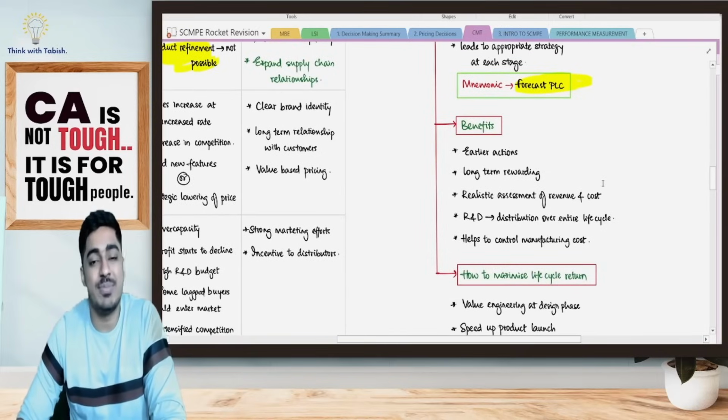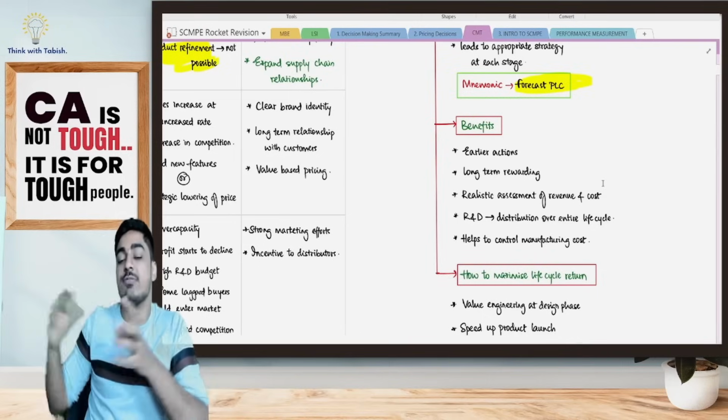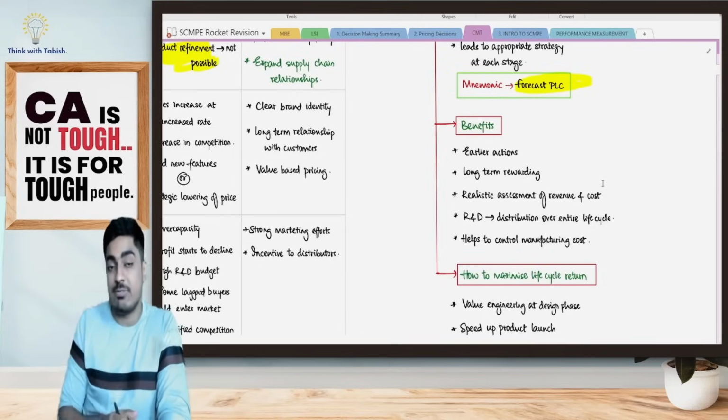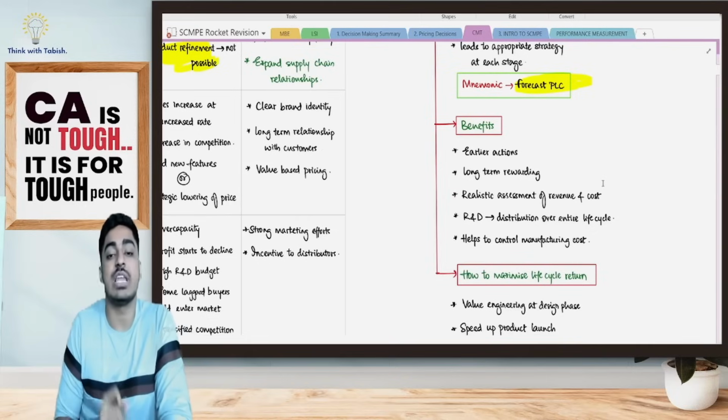Benefits: earlier action you'll be taking. Long-term rewarding you're thinking of. Realistically, you can assess what is going to be the revenue and cost throughout the life cycle. The research and development cost that you've incurred will be distributed throughout the life cycle. Again, it helps to control the manufacturing cost.